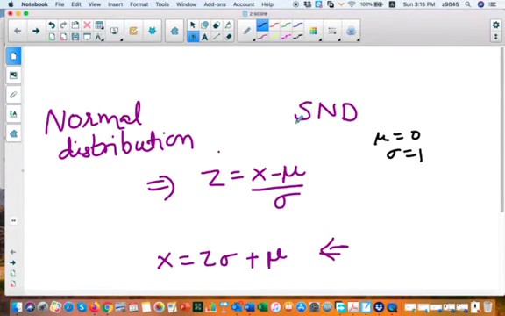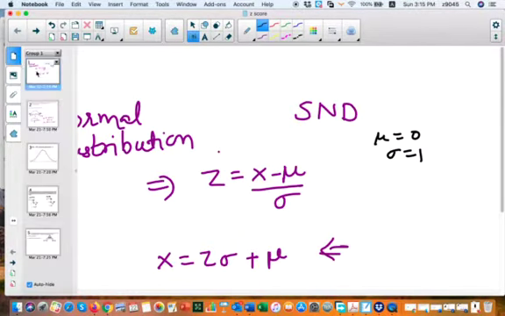Otherwise, if we are using an online calculator, we don't need to do those conversions because that calculator has the facility to plug in the values for mean and standard deviation. So this is the rule which converts normal distribution into standard normal, and this z is also known as z-score. Let's look at some examples based on it.